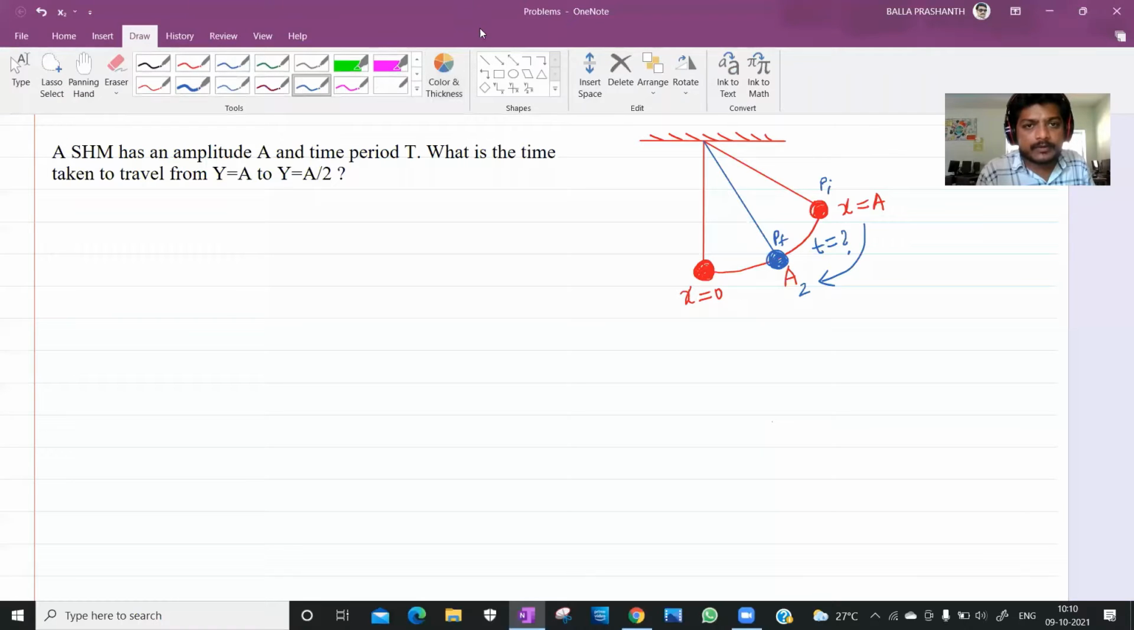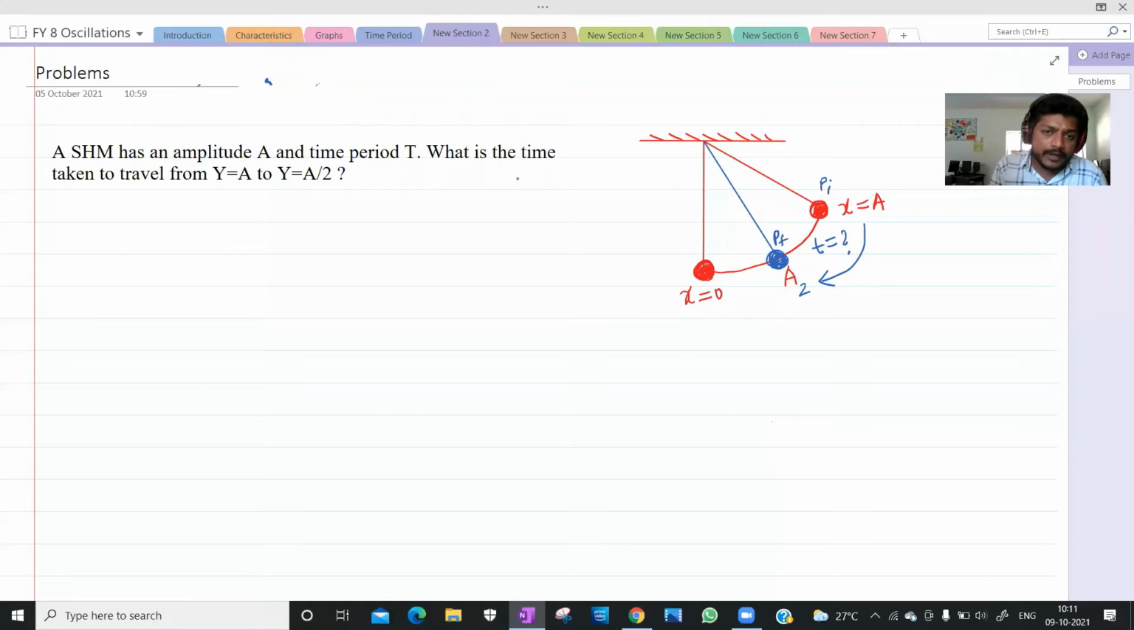Yes, sir. But yesterday we wrote x equals a. Yes, sir, that's what I'm telling. A small correction: that is y equals a to y equals a by 2.